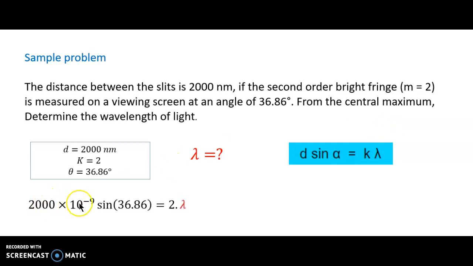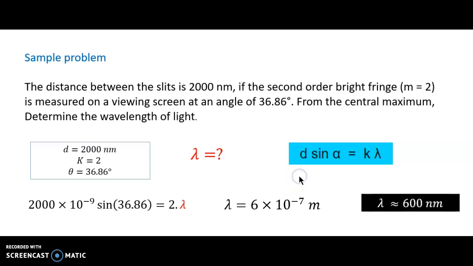2000 times 10 to the negative 9 times sine of 36.86 equals the second maxima times lambda. Divide both sides by lambda. So lambda equals 6 times 10 to the negative 7. We put it in nanometers. Lambda is approximately equal to 600 nanometers.